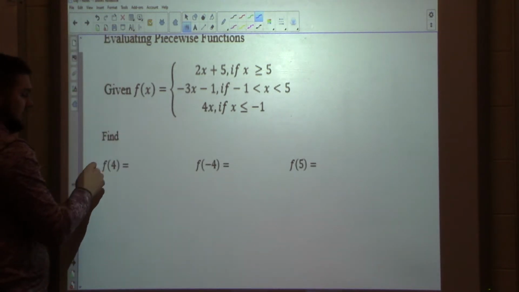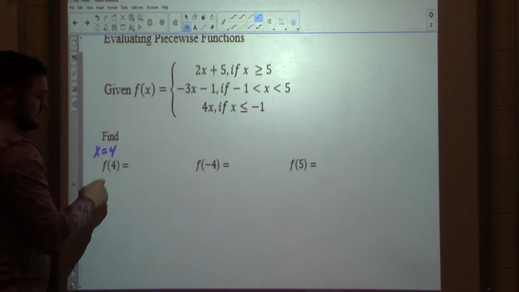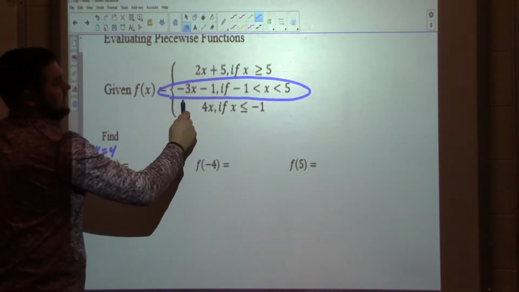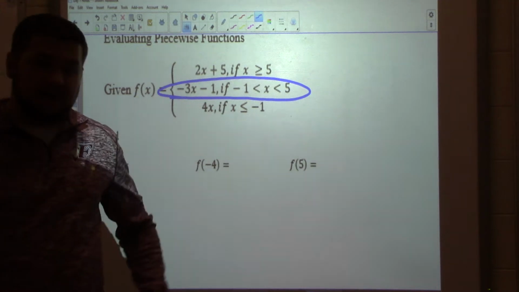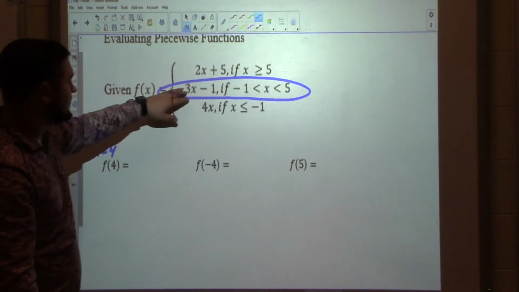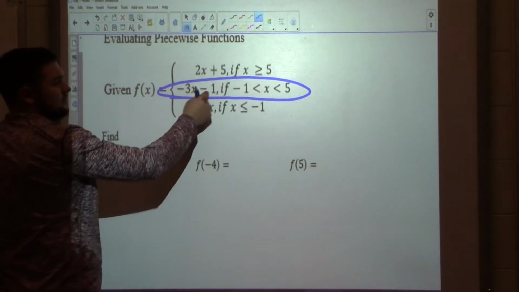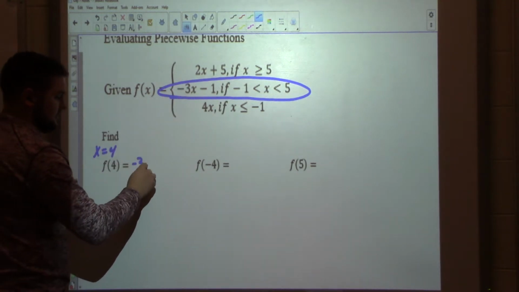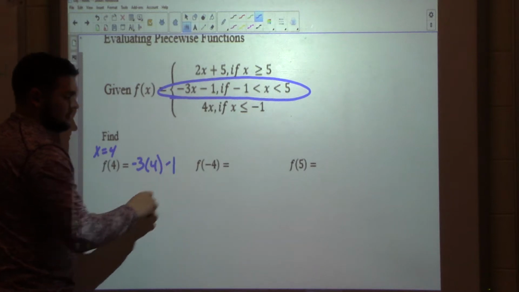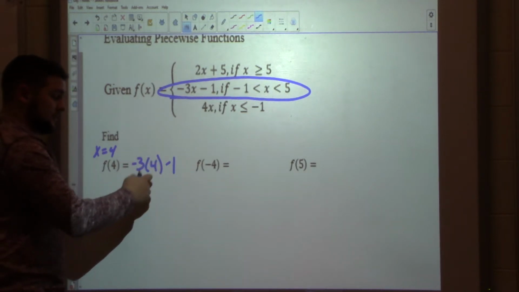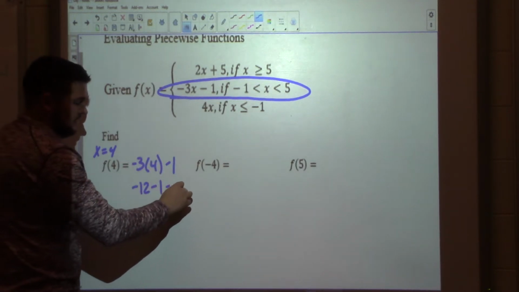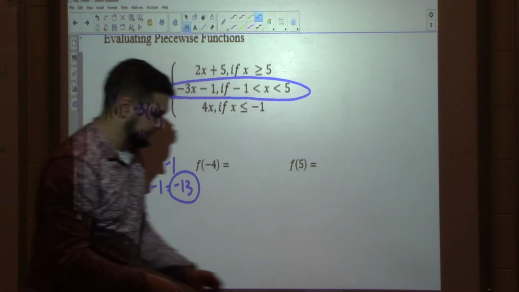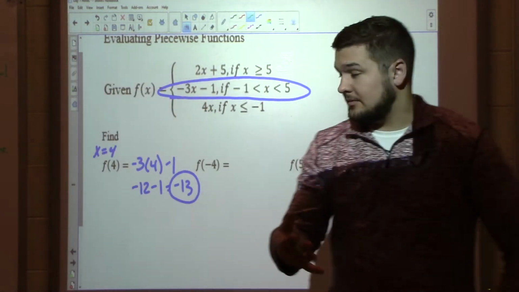So for f of 4, I know x is going to equal 4. Well, 4 is between -1 and 5, so I know I'm going to use this middle part here. In that case, I'm using -3x minus 1. Plug 4 in for x: -3 times 4 minus 1. -3 times 4 is -12, minus 1 is -13.